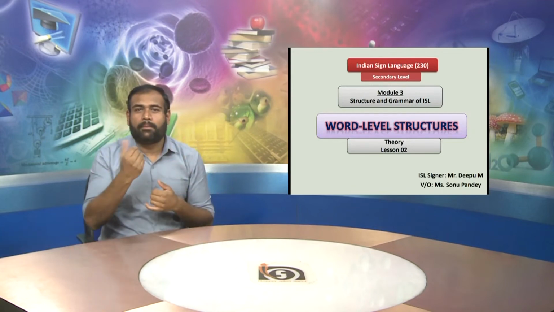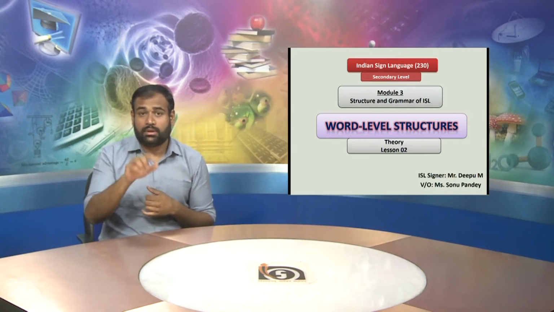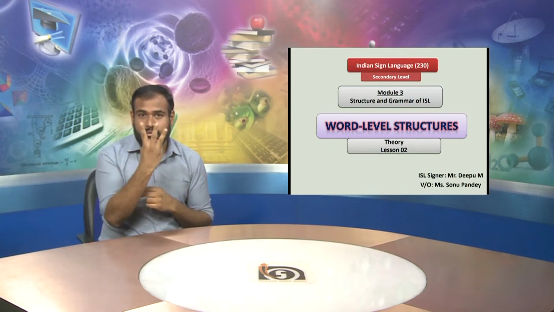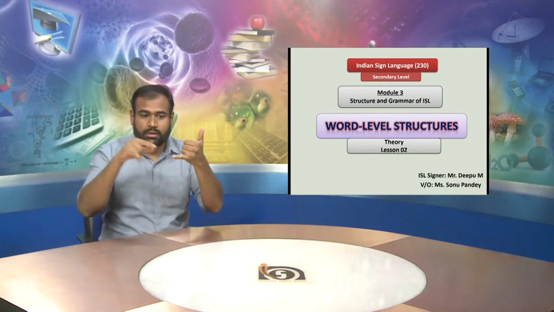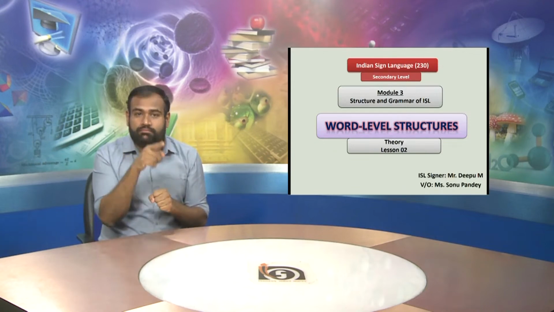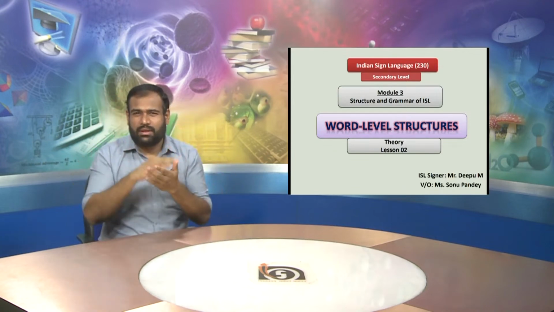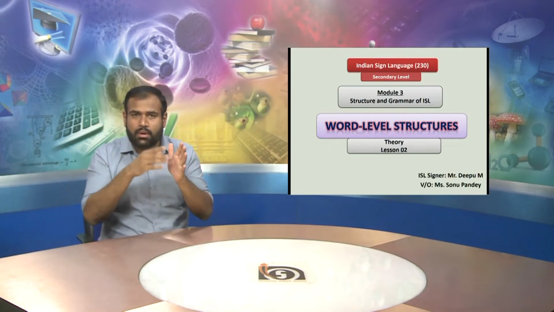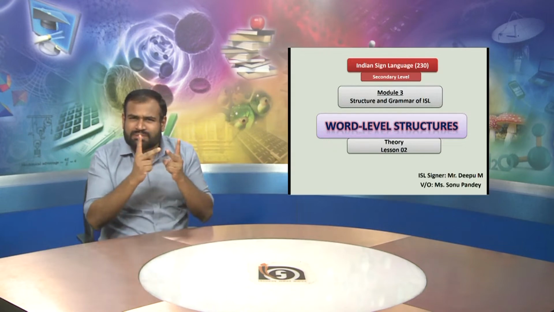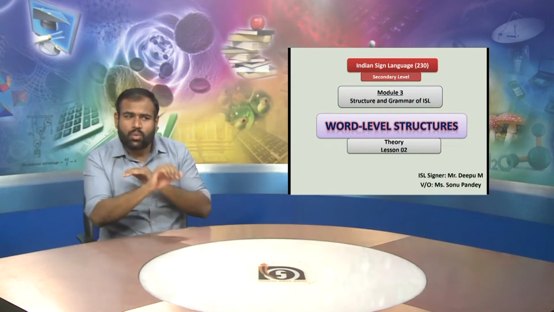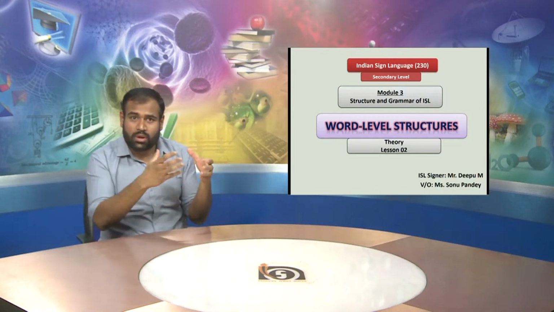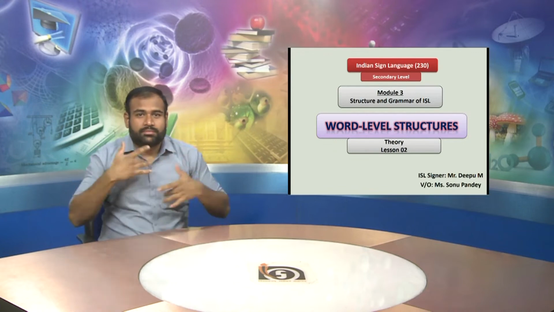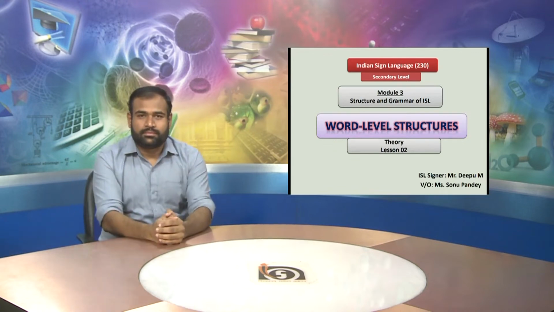This is subject ISL, code 230, for secondary level. This is module 3, structure and grammar of ISL. Lesson name is word level structure. I hope you all will understand and like this lesson.